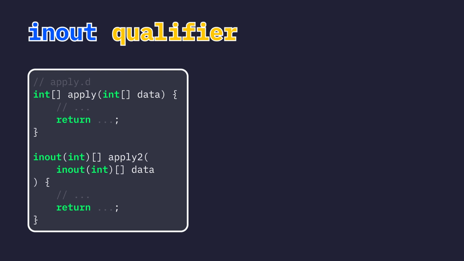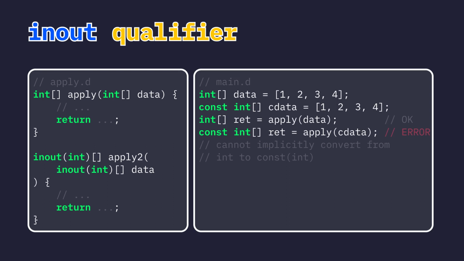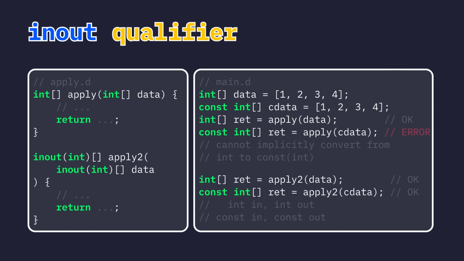This is very useful when you would like to process the data and return the result with the same mutability option. Let's take a look at the example. In this case, the apply function takes in and returns a mutable array. If we try to call the function with a const array, it won't compile, since it cannot implicitly convert from int to const. But if we use the second version, it works well, since the function returns the same mutability as the one it receives as its argument.